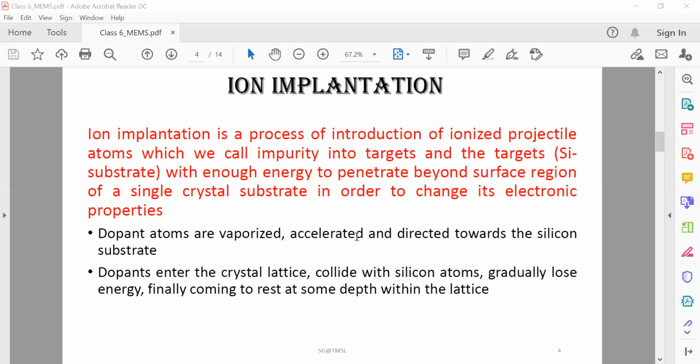So dopants enter the crystal lattice, collide with silicon atoms, gradually lose energy, and finally come to rest at some depth within the lattice. That is the process. At first collision it will lose energy, and after losing energy it will settle down at a particular depth in the silicon. That is the actual step. So it is implanted into the silicon.